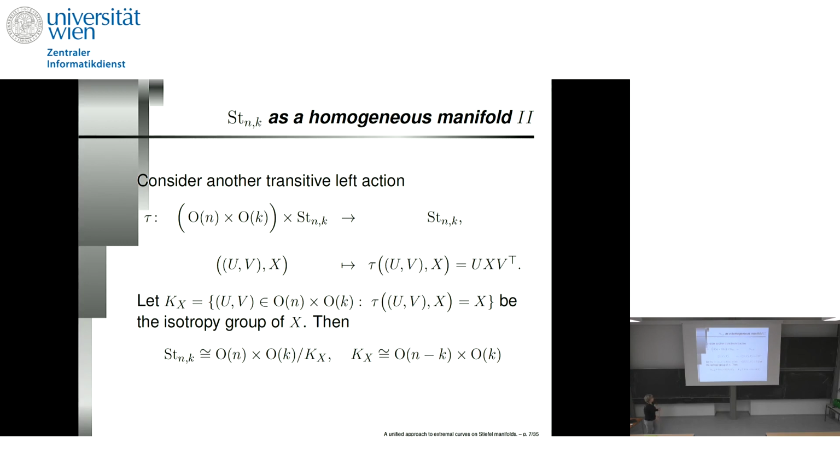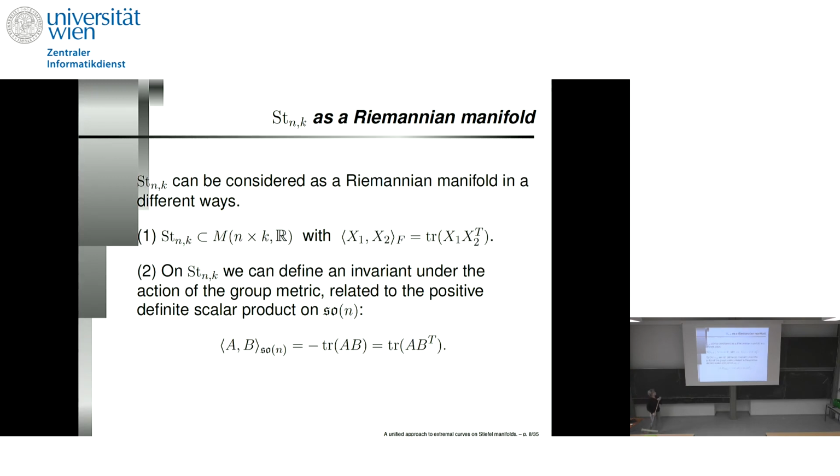But anyway, under this action one can also find the isotropy subgroup, and then we take the quotient. For any x from the Stiefel manifold, this isotropy group is isomorphic to a product of orthogonal groups. So this is another way to look at the Stiefel manifold as a homogeneous space, diffeomorphic to a quotient of groups. We already mentioned that under the embedding into the rectangular matrices, the Stiefel manifold is a Riemannian manifold. For homogeneous manifolds, we can also introduce a metric.